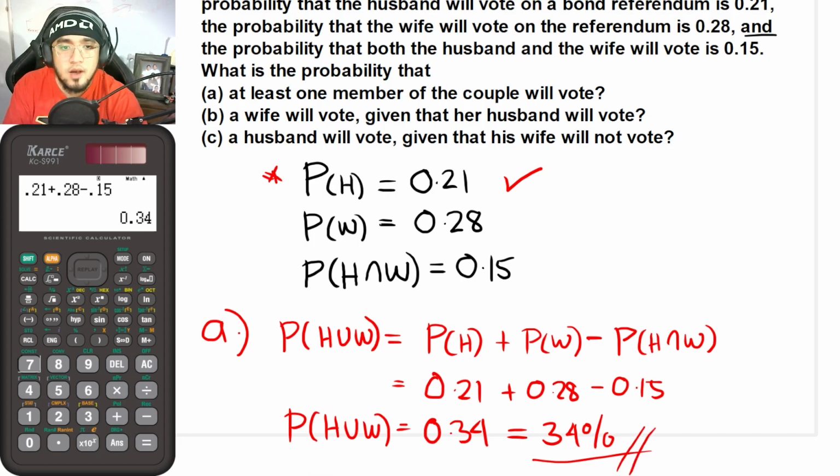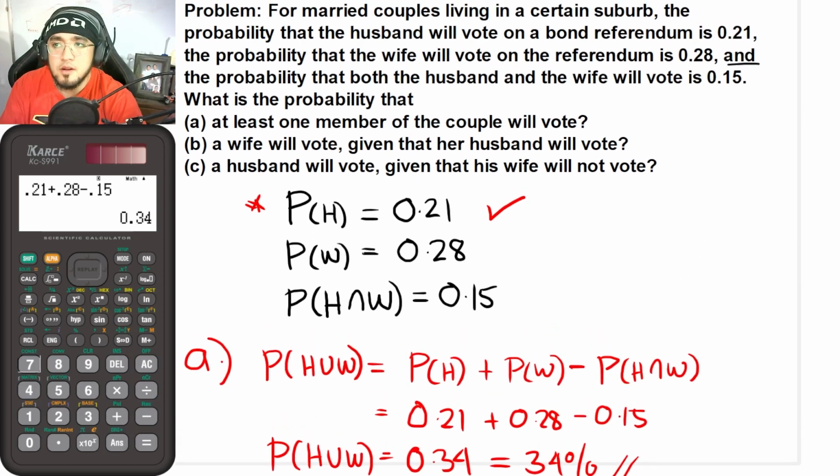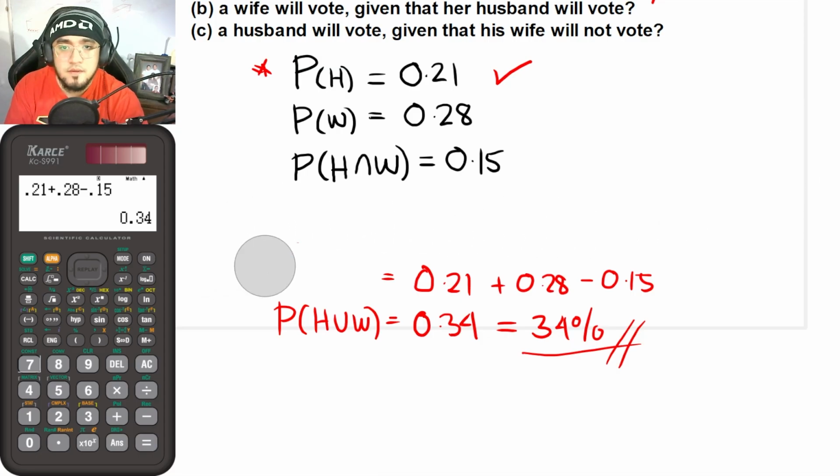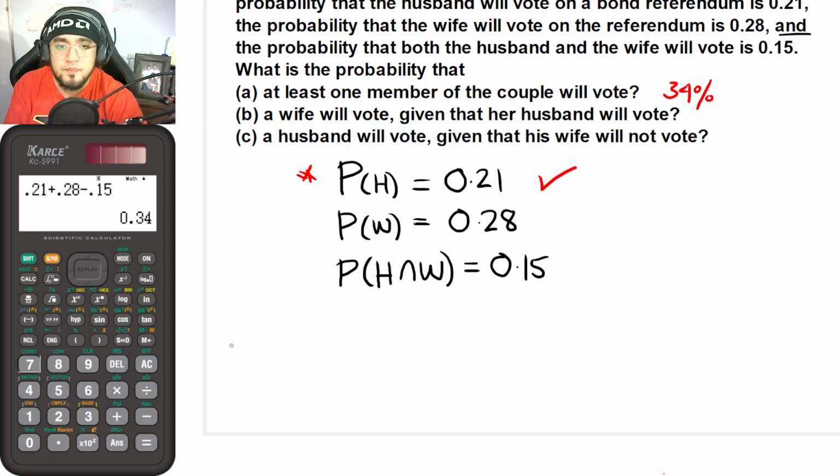Okay, so that is now for letter A. I will just be writing the answer here, 34%. Let me erase this first. Okay, so what about letter B?